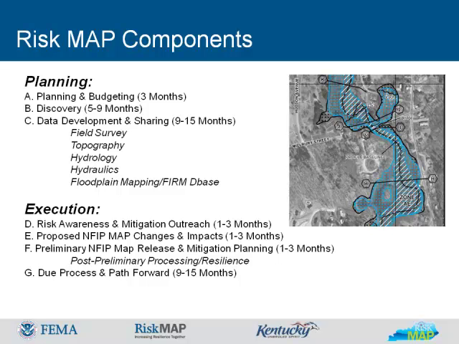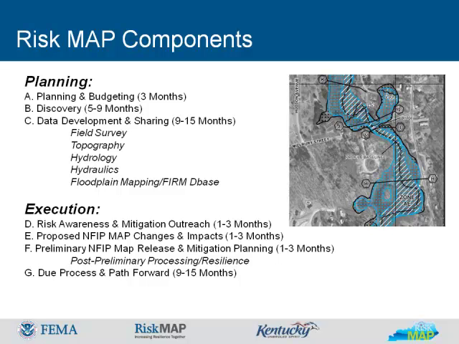The data development and sharing phase is when engineering analysis is performed to produce updated floodplains. RiskMAP products are developed and introduced to communities. Communities and mapping partners can then prepare for the upcoming resilience meeting. The risk awareness and mitigation outreach focuses on the development of strategies to reduce flood risk and improve resilience, identify resources to facilitate implementation, and discuss communication roles and responsibilities.